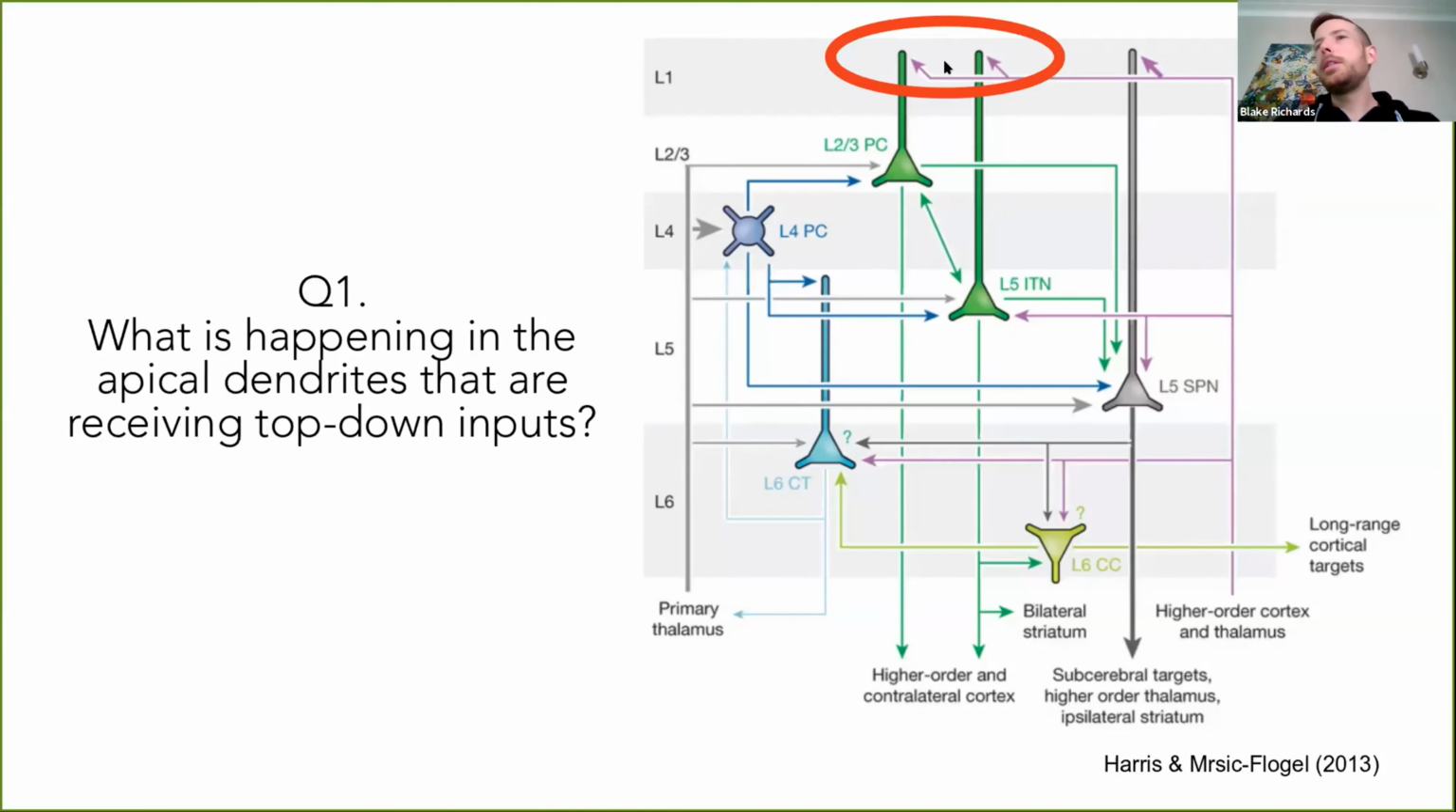And these dendrites have a variety of interesting properties, one of which is that they are one of the principal recipients of higher order information from other brain regions. So from associative brain regions, both cortical regions and thalamic regions, these apical dendrites receive top-down signals.